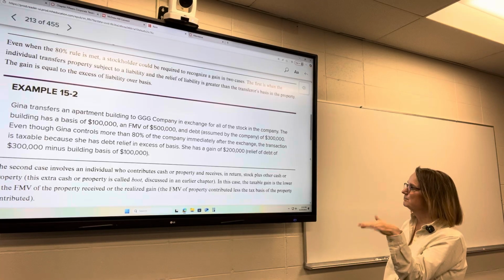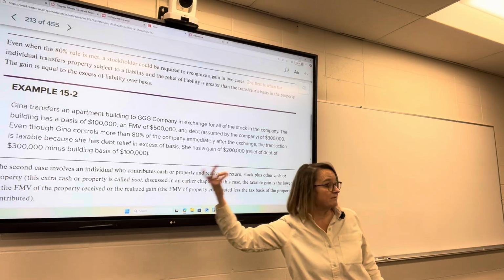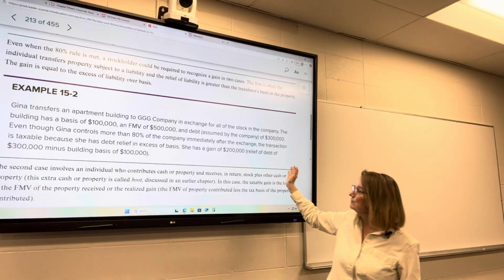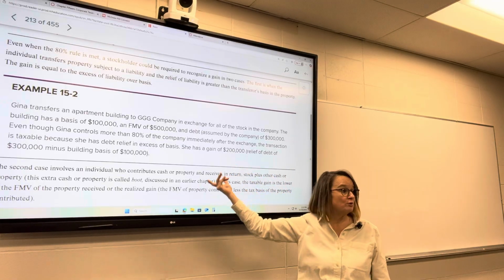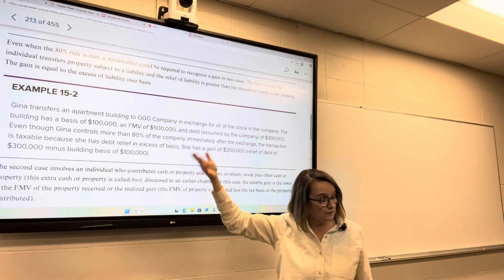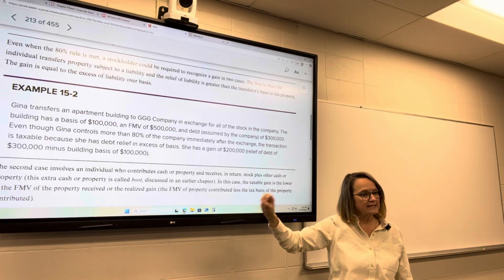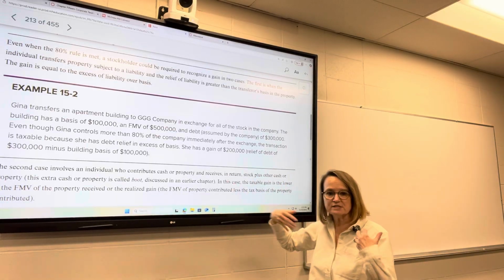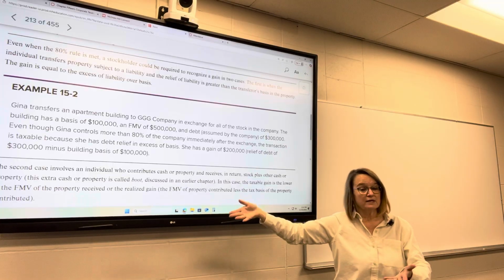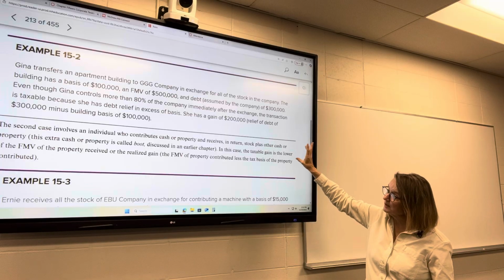Even though she controls more than 80% of the company after the exchange, the transaction is taxable because she's being relieved of that liability. She's being relieved of the debt. And the amount of the gain she's going to have to recognize is $200,000, which is the $300,000 loan amount, the liability, minus her basis. Now she's got a gain because she's being relieved of that. She's now economically better off because she doesn't have to pay the loan on that building. So that's one way that you may have to recognize gain.